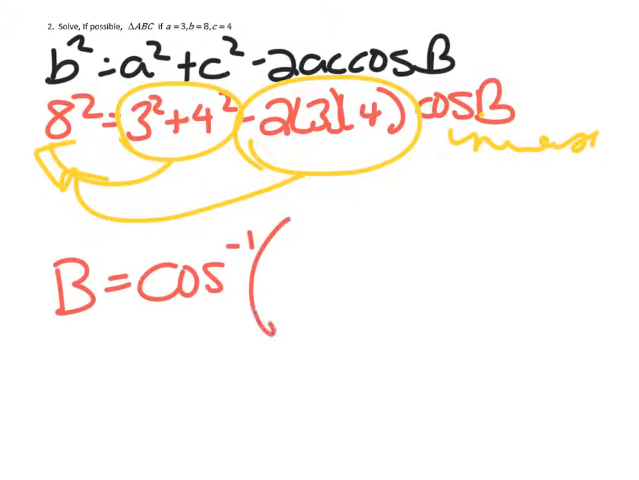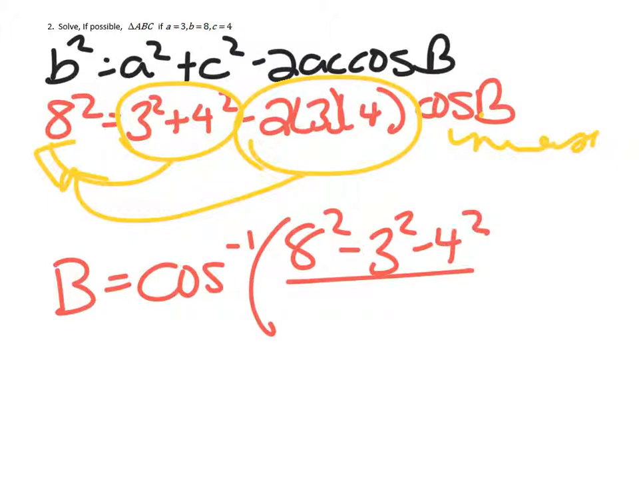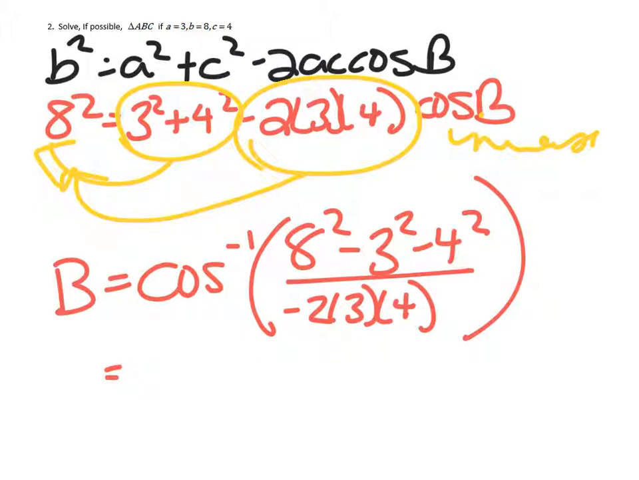start with the A squared, then once you move these over, this becomes a minus 3 squared and a minus 4 squared. And then you're dividing by this part. Okay. When you do that, you will get an error on your computer or on your calculator because you're going to get a number greater than 1. So this makes no triangle.